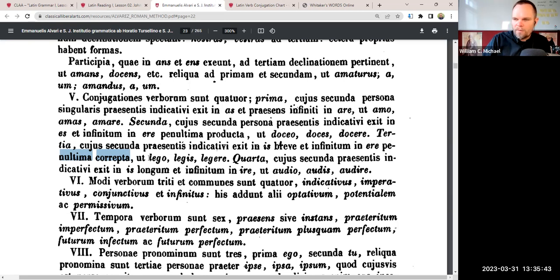We're given an example here: lego, legis, legere. So lego is the first person singular present tense form. So lego means what? What does lego mean? The verb means to read. That's what the infinitive means, Cecilia. The infinitive is to read. What does lego mean? Lego is first person singular present. First person, very good. I read. Okay, so lego means I read.